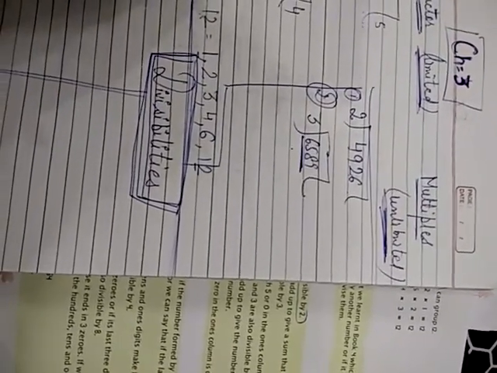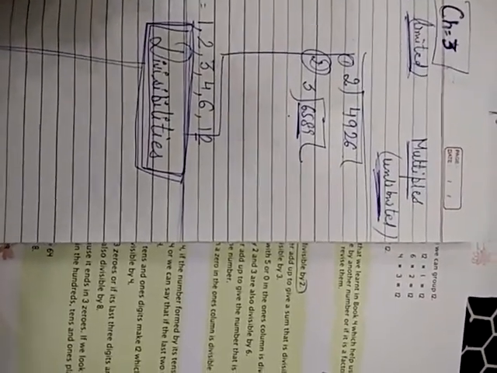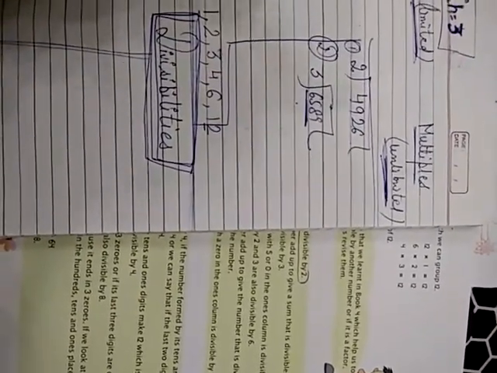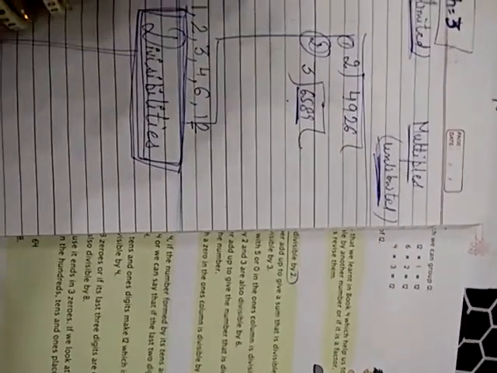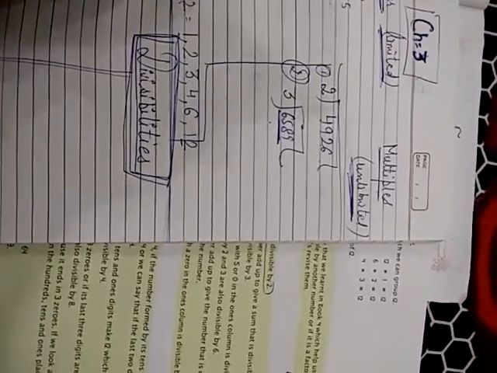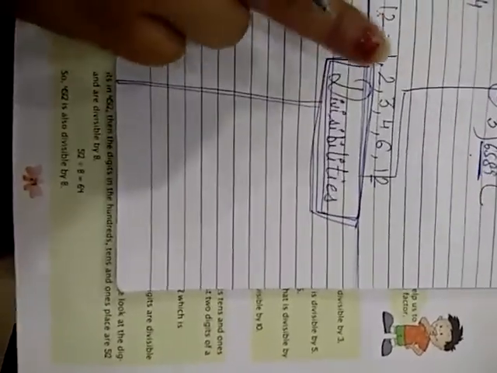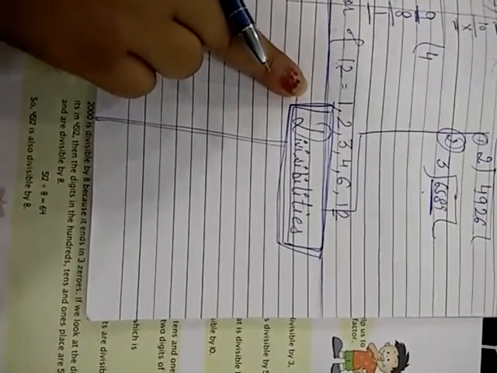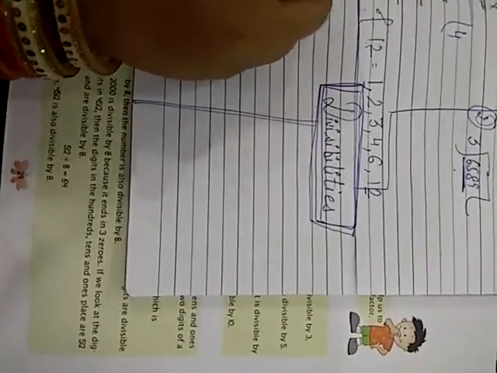But I know one magic. Within seconds I can tell you whether a number is divisible by 2 or not, 3 or not, or any number. So what is that magic? You want to know that magic? Okay. That magic is divisibility rules. There are some rules of divisibility, and if you know those rules, you can easily tell in seconds whether the number is divisible by that particular digit or not. So let's start the divisibility rules.